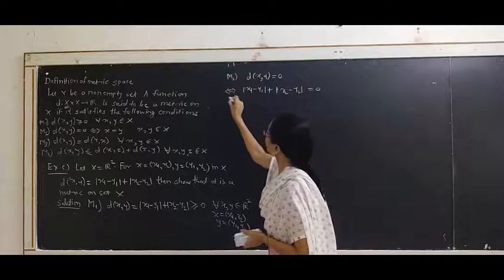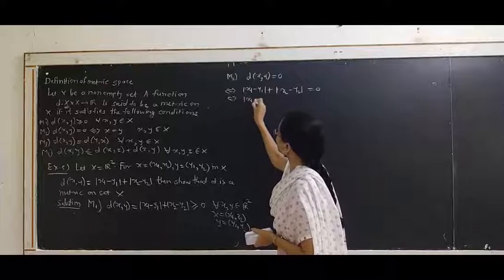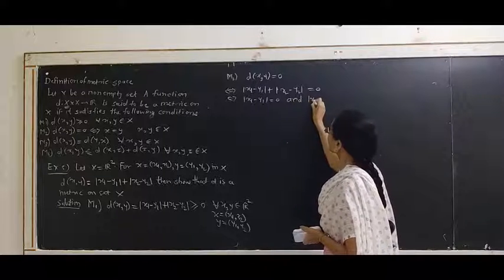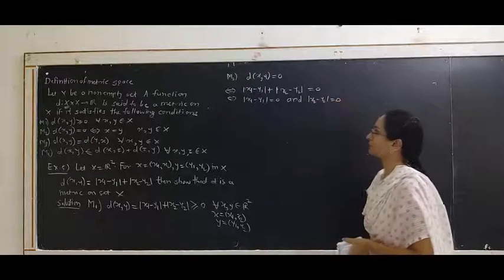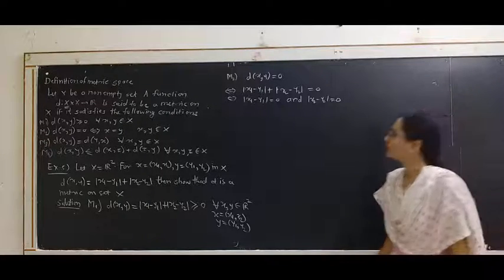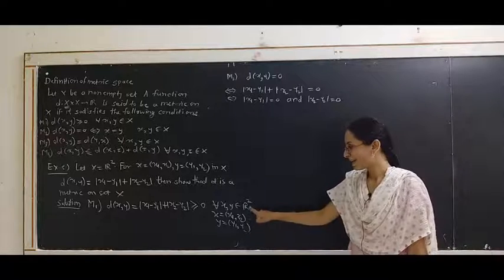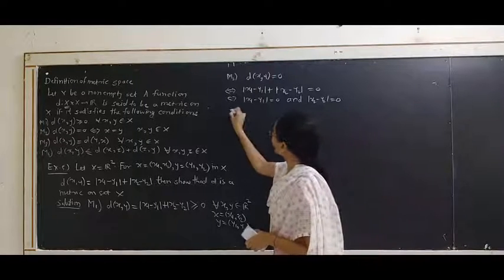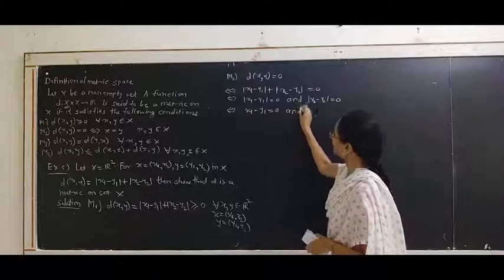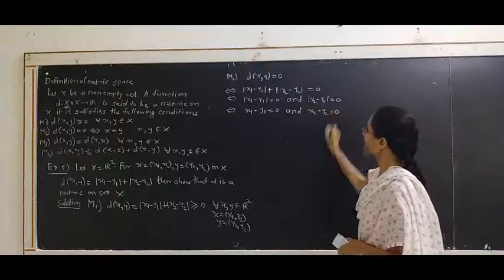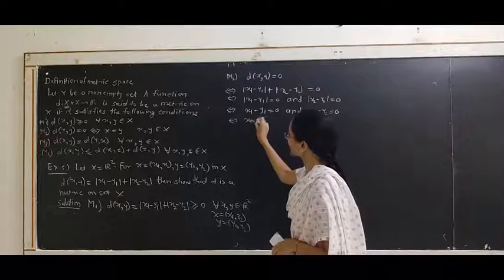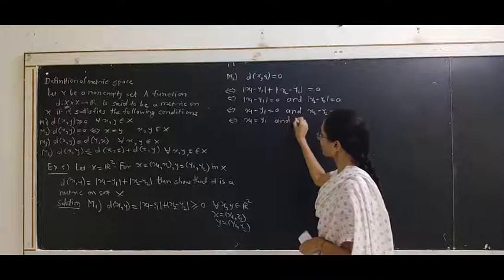This is an if and only if statement. If and only if mod of x1 minus y1 is equal to 0, at the same time, mod of x2 minus y2 is equal to 0. Modulus of some number is 0 means the number itself is 0. I am calling that a number because they are real numbers. If and only if x1 minus y1 equal to 0 and x2 minus y2 is equal to 0. This implies x1 is equal to y1 and x2 is equal to y2.